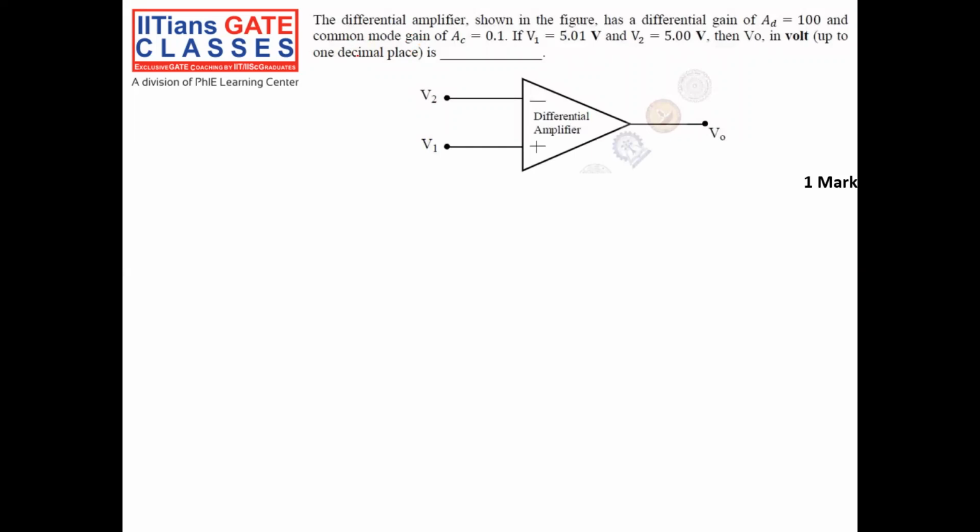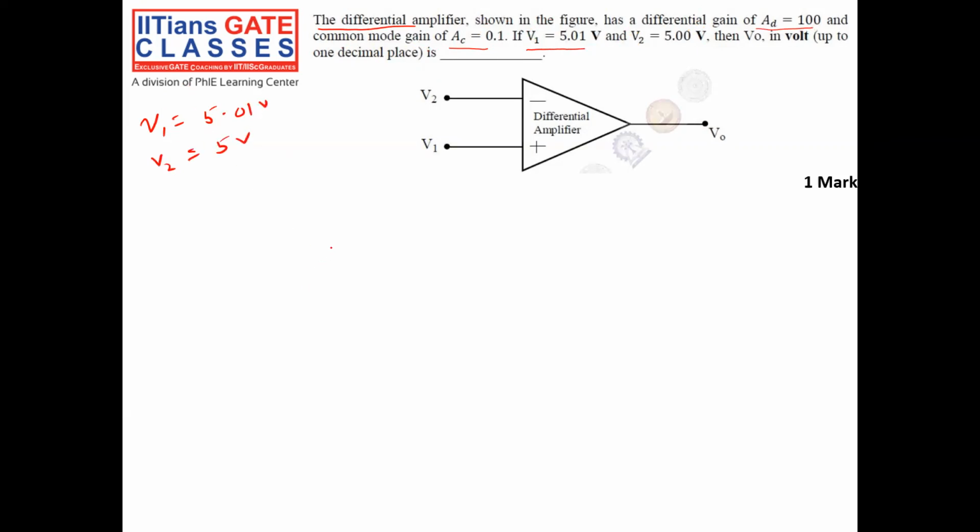The first question is 1 mark. The differential amplifier shown in the figure has a differential gain of AD equal to 100 and a common mode gain AC of 0.1. If V1 is equal to 5.01 volt and V2 is equal to 5 volt, then we have to find out V0. So given V1 is equal to 5.01 volt, V2 is equal to 5 volt.